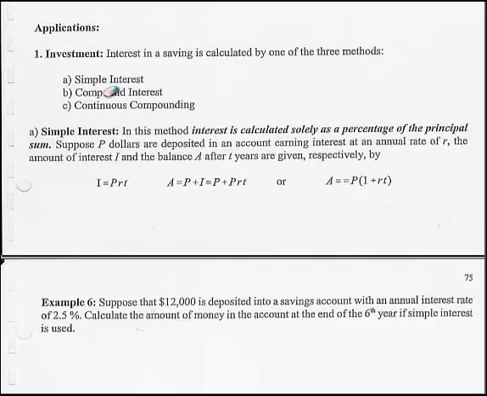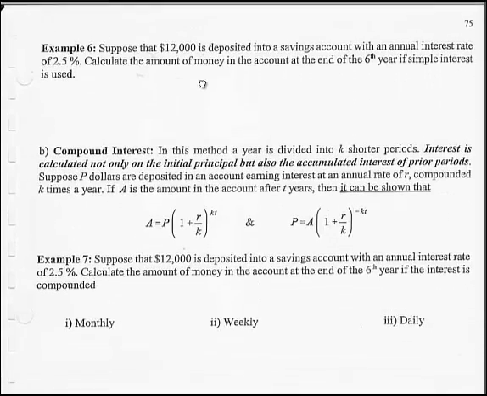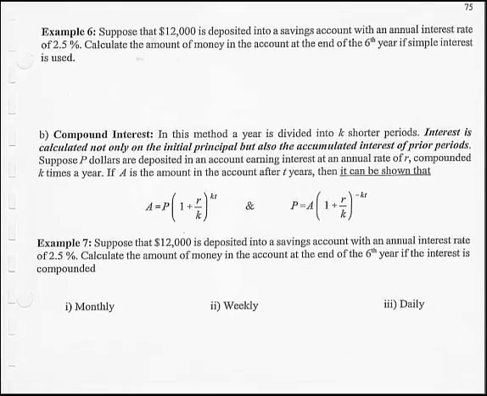And here we see that there's three different types of interest calculation: simple, which is expressed here; compound; and continuous, which we'll look at here in a minute. Example 6 reads, suppose $12,000 is deposited into a savings account with an annual interest rate of 2.5%. Calculate the amount of money in the account at the end of the 6th year if simple interest is used.